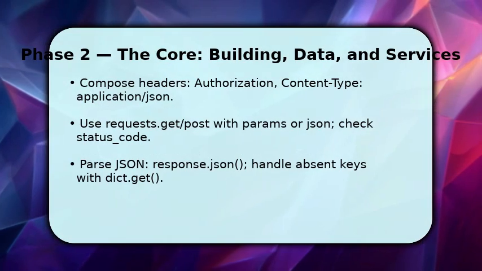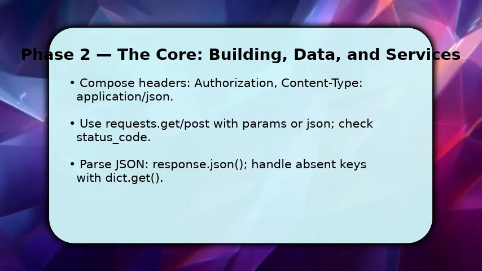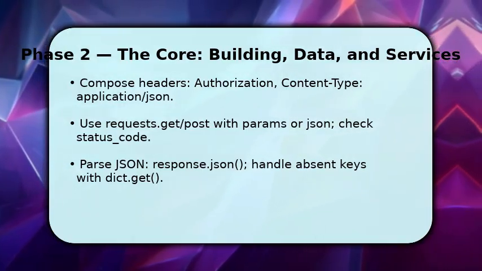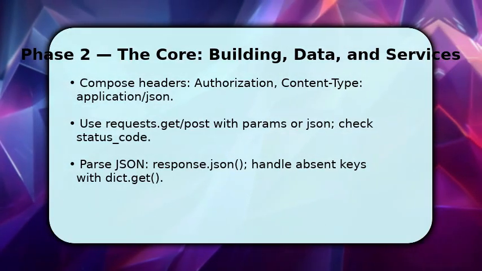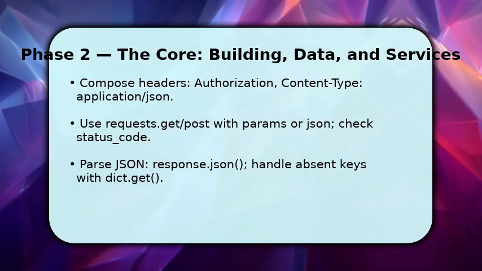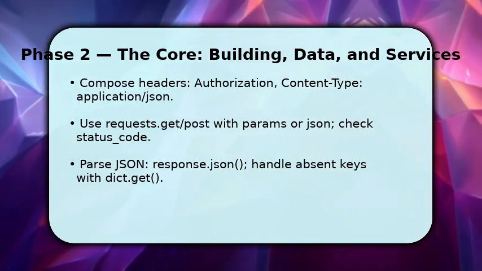You now construct detailed requests and handle responses. Use headers with authorization and content type, then choose requests.get or requests.post depending on the endpoint, pass params for GET, JSON for POST. After sending, check response.status_code, treat 200 to 299 as success.